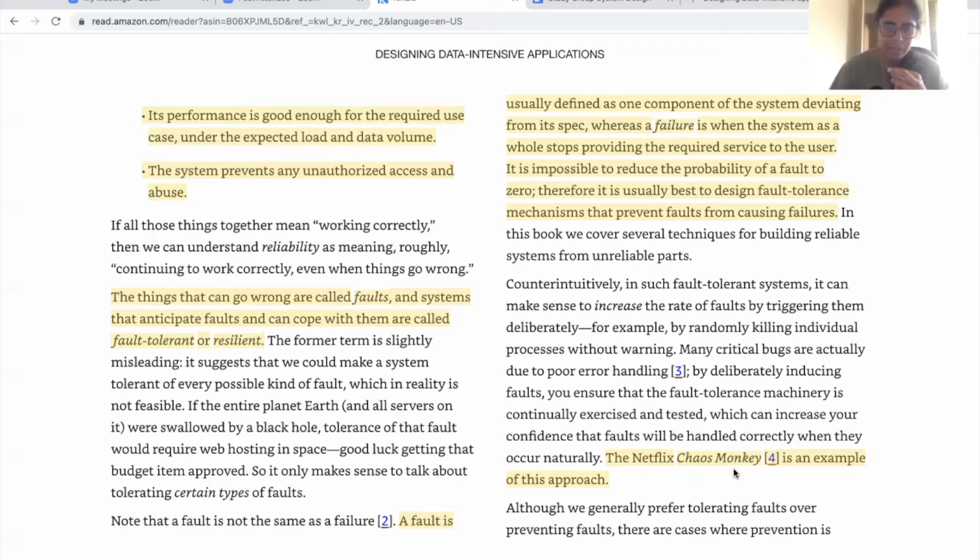We do something like this. It's called game days in Amazon. So we basically take out a dependency and see how the system behaves. So that's a point that I'm mentioning. Nice.